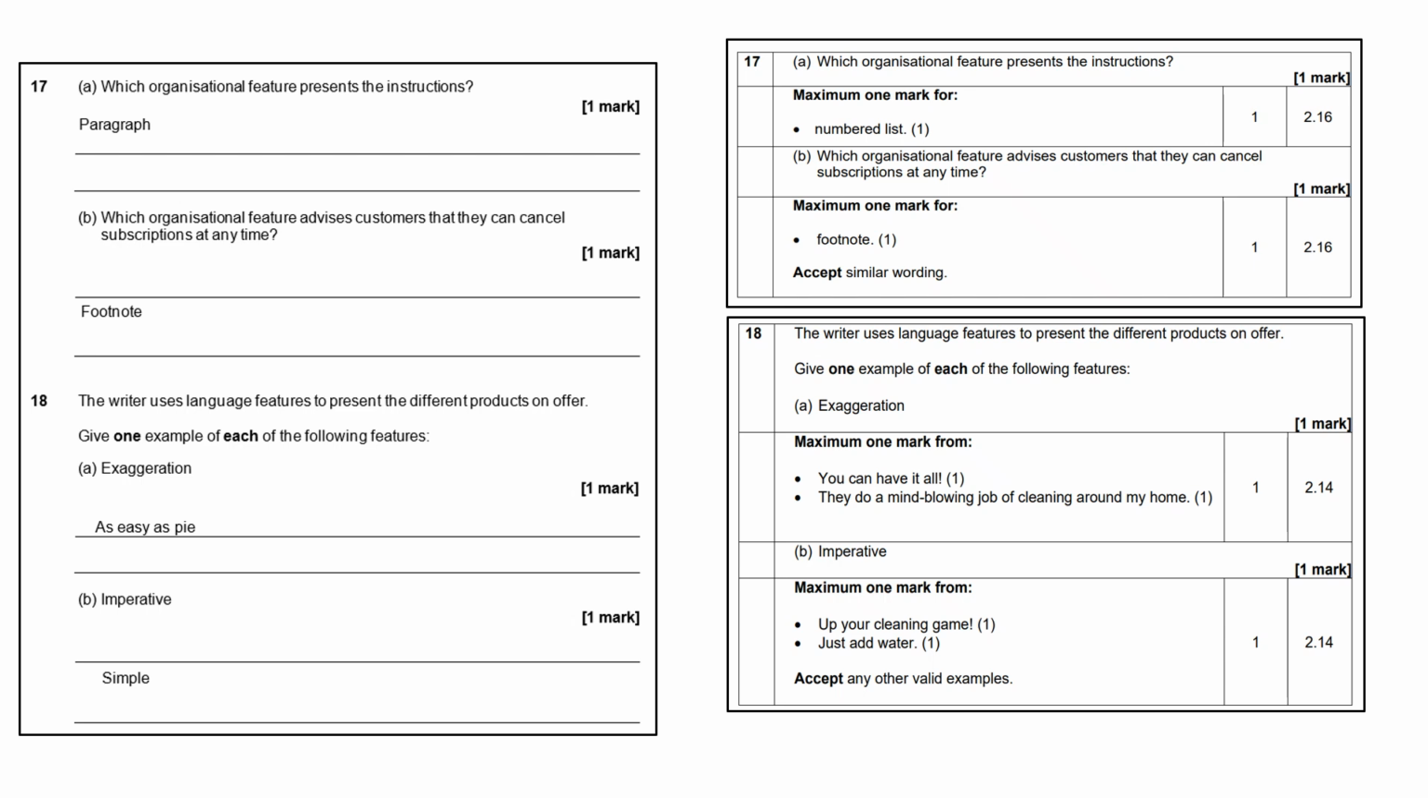Question 18. This is an open question about language features used in the text to present the different products on offer. Here, the learner is asked to provide quotations that exemplify exaggeration and the imperative. 18A, exaggeration, is easy as pie. This is a valid example of exaggeration and will be given the mark. However, 18B, simple, would be given 0 as it's not an imperative.